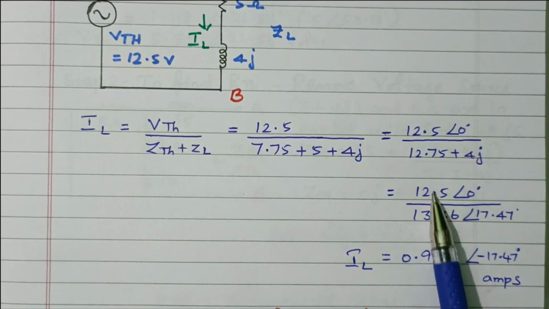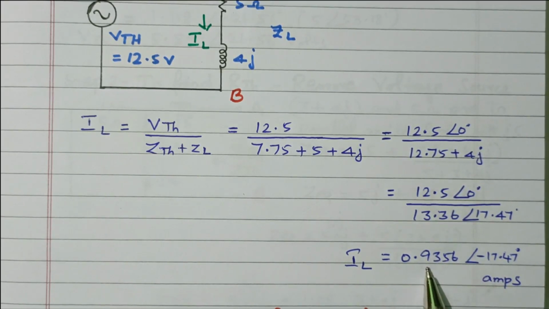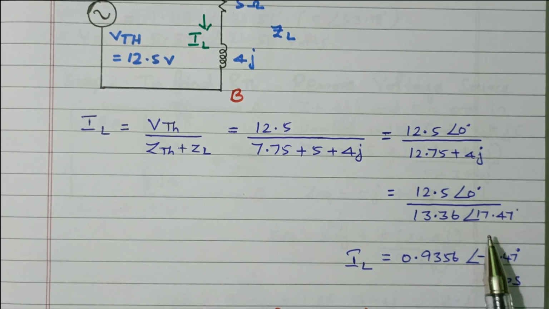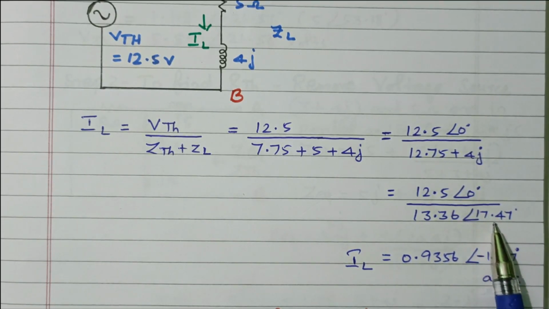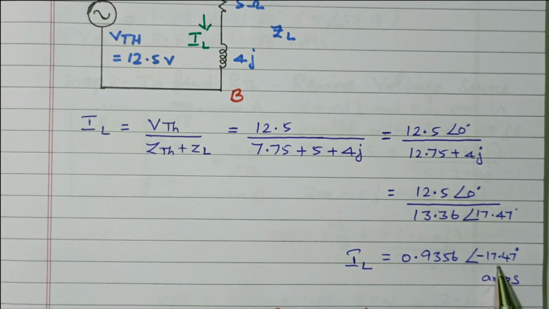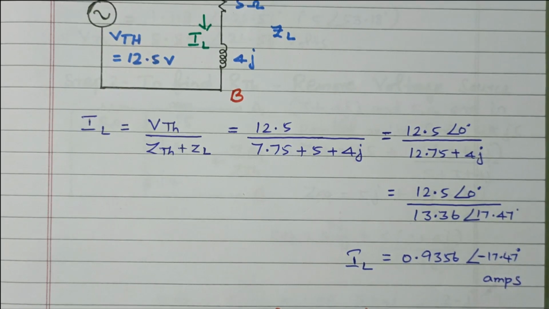So by dividing these two we got 0.9356 ampere. This angle is nothing but 0 minus 17.47. Division means angles are subtracted. Multiplication means angles are added. So 0 minus 17.47, so it is minus 17.47. So the current flowing through the load terminal is 0.9356 with an angle of minus 17.47 ampere.